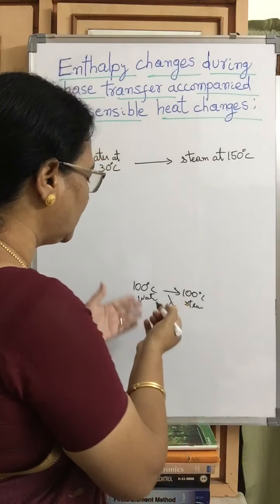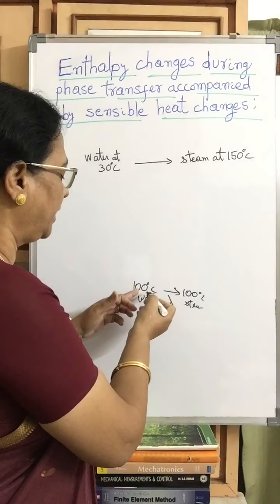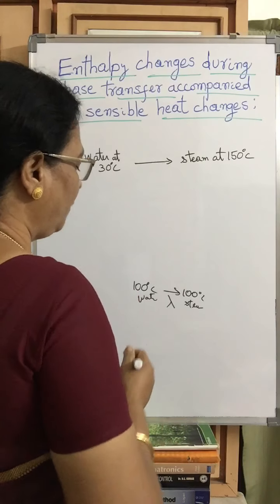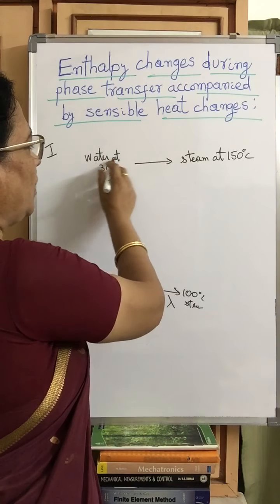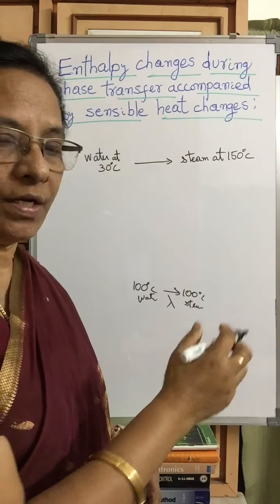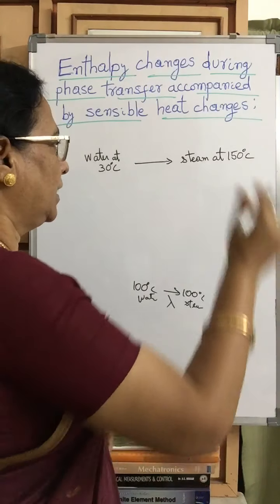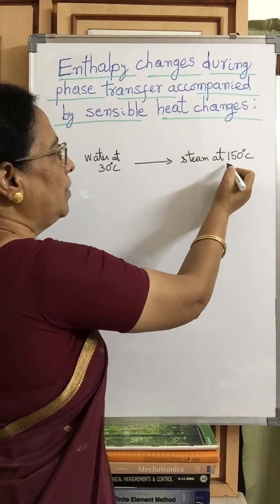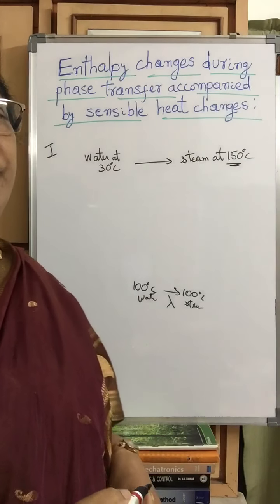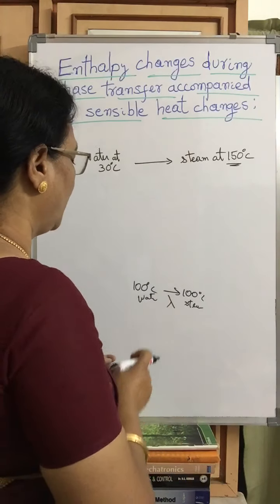But who will start the steam production operation with water at 100 degrees centigrade? Normally we take room temperature. Water at room temperature we take. Then we go on to supply heat. Then ultimately we will stop the operation when steam reaches 150 degrees centigrade. That is the operation we want to do.